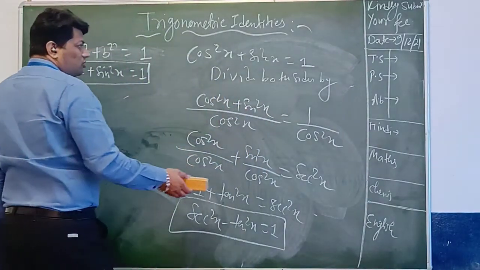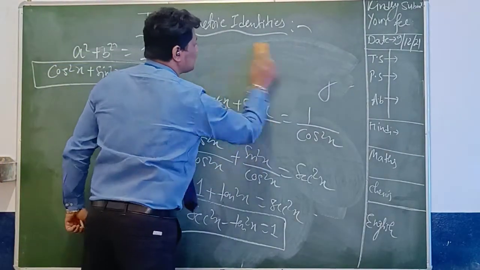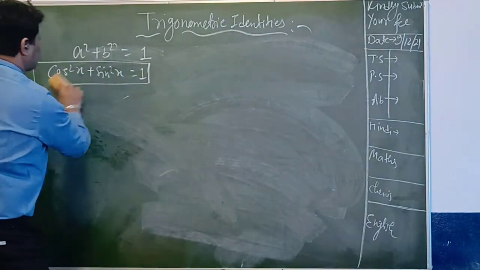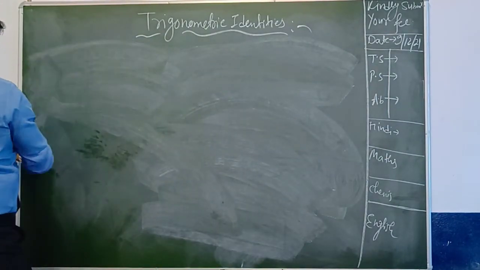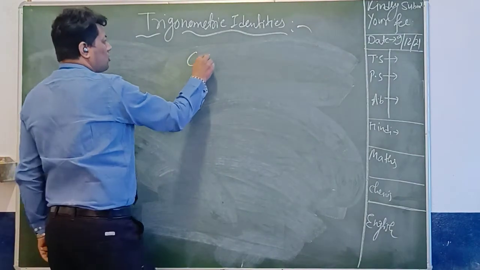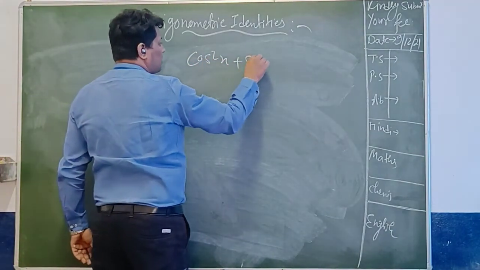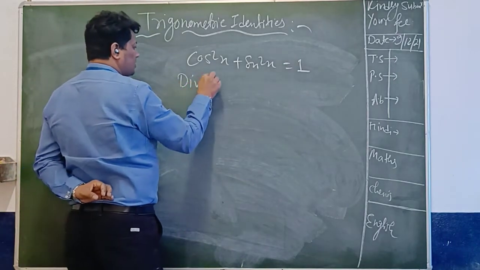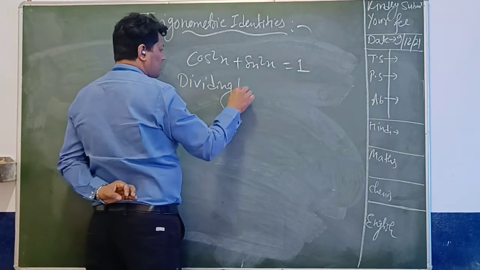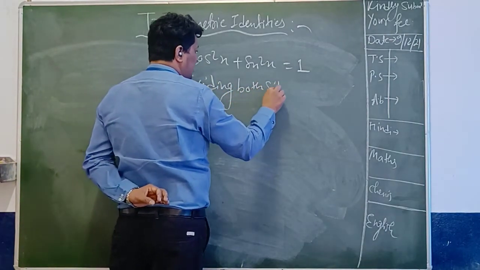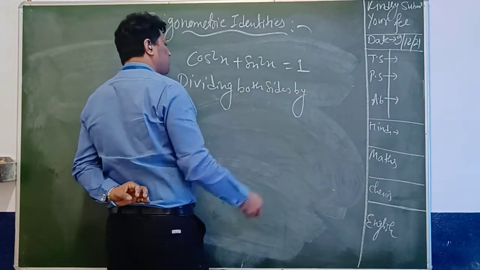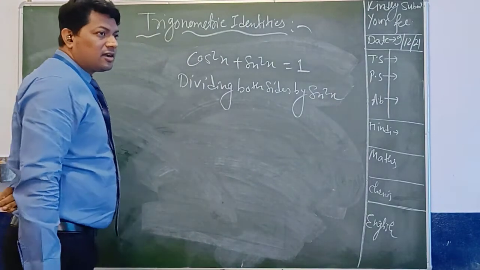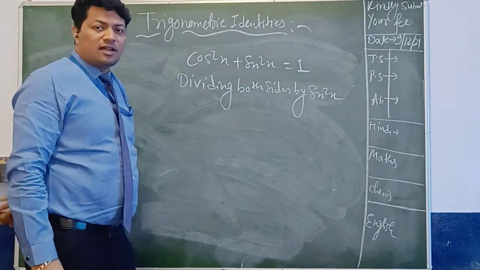Now what do we have to do? We have cos square x plus sin square x equal to 1. Dividing both sides by sin square x. Is it clear? Dividing both sides by sin square x.